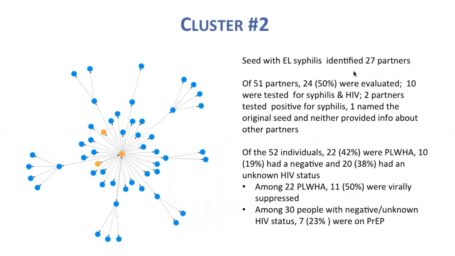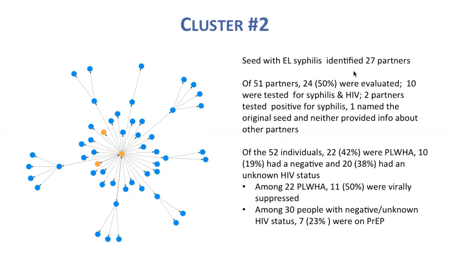Here we have our largest cluster with several second-generation partners, but an exceedingly low number of new infections identified. The original seed was an early latent syphilis case represented by the circle in the center, who named 27 partners. Of 51 partners, half were evaluated. 10 were tested for syphilis and HIV, 2 partners tested positive for syphilis, 1 named the original seed, and neither provided information about other partners.